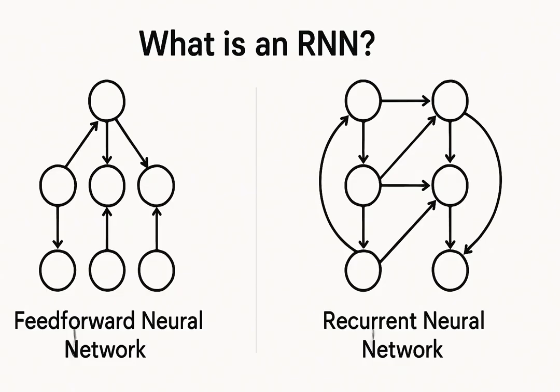So what exactly is an RNN? A recurrent neural network is a type of neural network that specializes in sequence data. Data that comes in order, like sentences, audio, or stock prices. Unlike traditional networks, RNNs have a memory that allows them to use past information for current predictions.